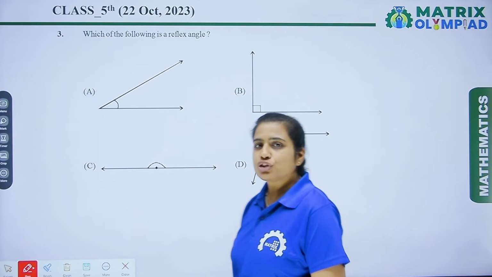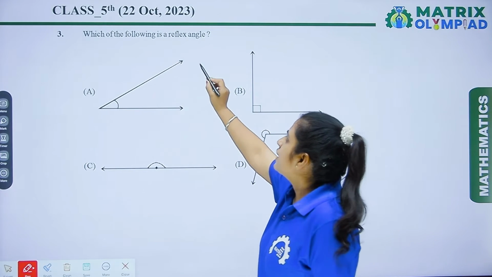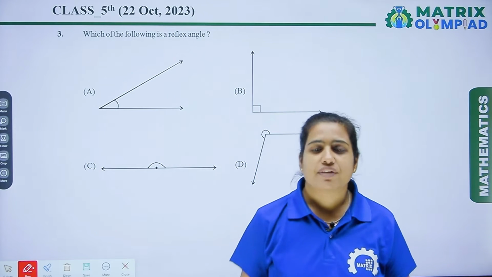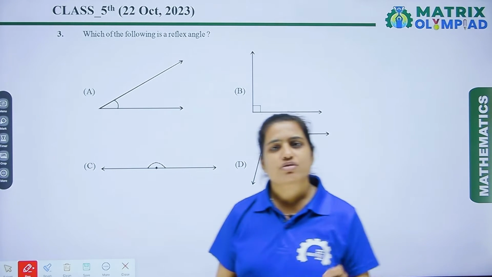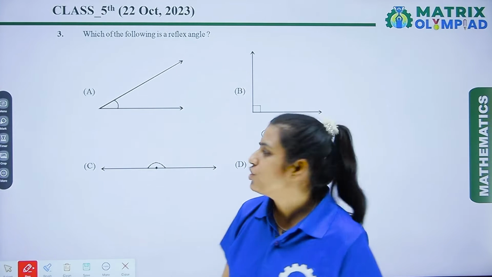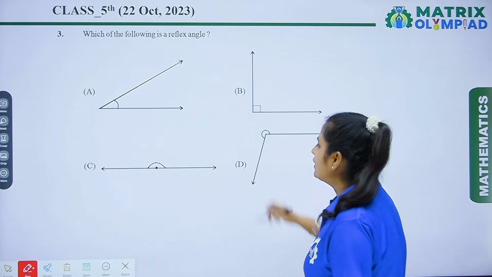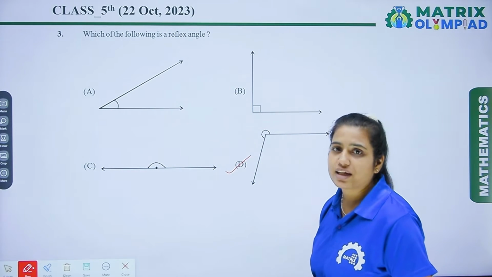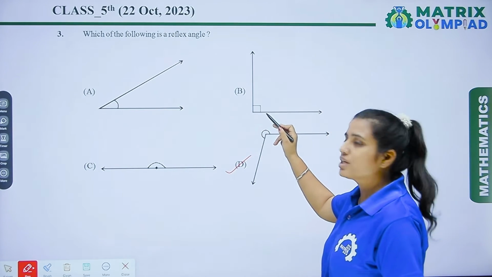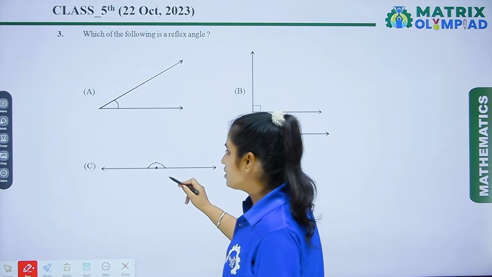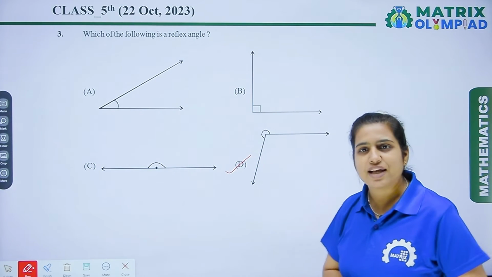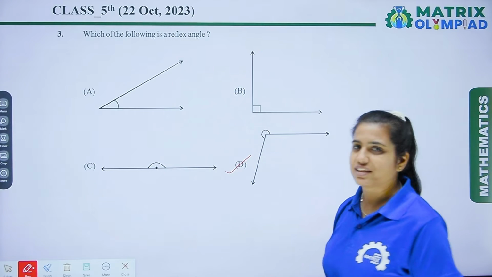Now the third question is, which of the following is a reflex angle? So what is a reflex angle? A reflex angle is an angle which is more than 180 degrees but less than 360 degrees. So here in this option, we can say option D is the correct answer because first is acute angle, second B option is our right angle, third C option we have a straight angle and D is our reflex angle. So option D is the correct answer.